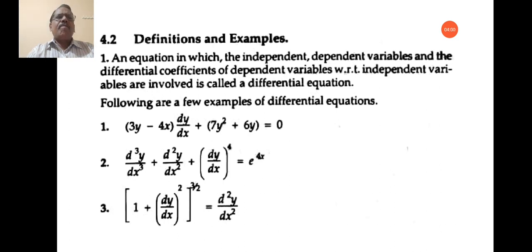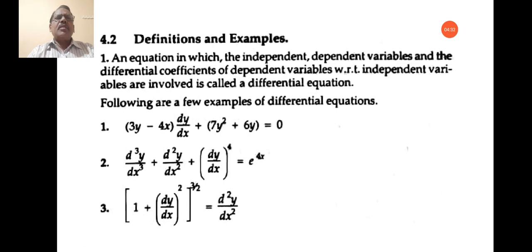Second one, d cube y by dx cube plus d square y by dx square plus dy by dx whole to the power of 4 is equal to e power 4x. So, this is of order 3 and degree 1.